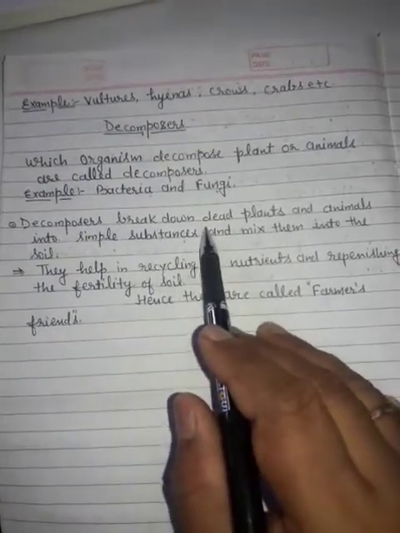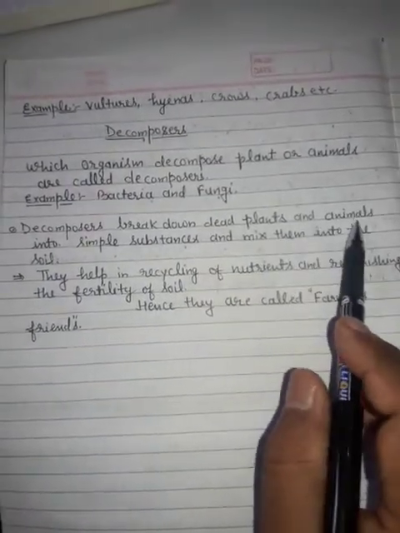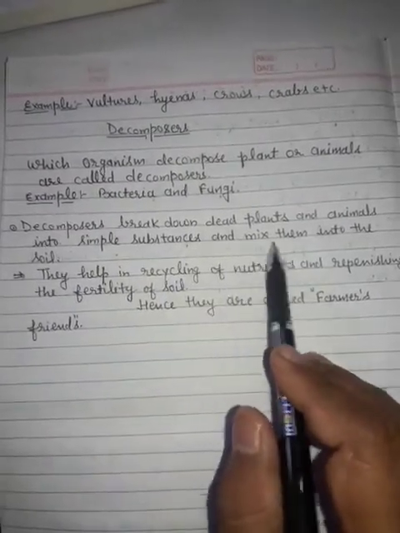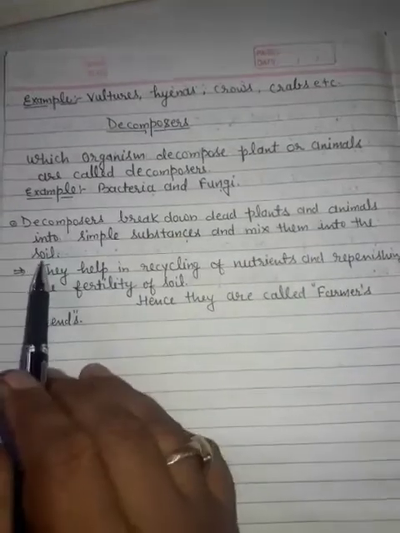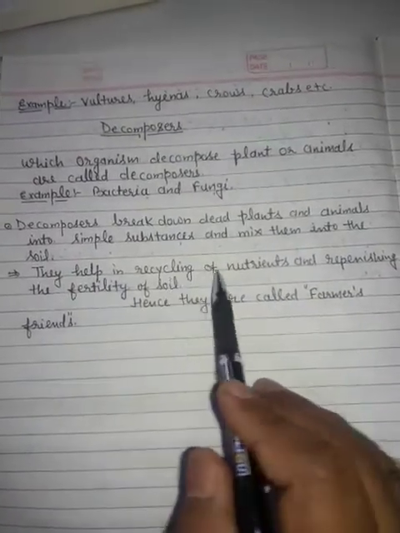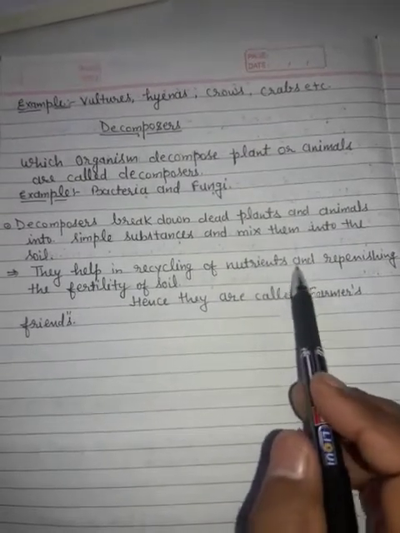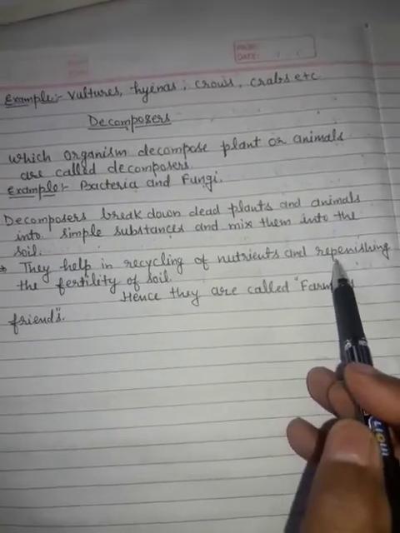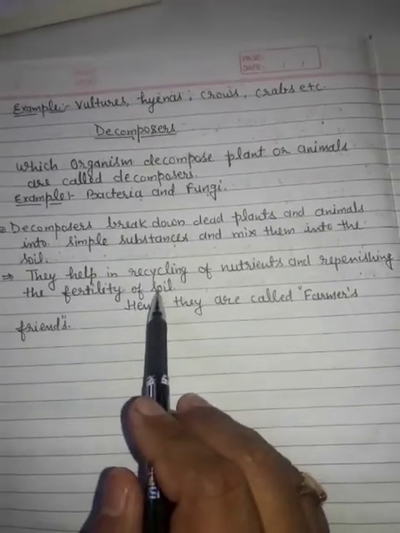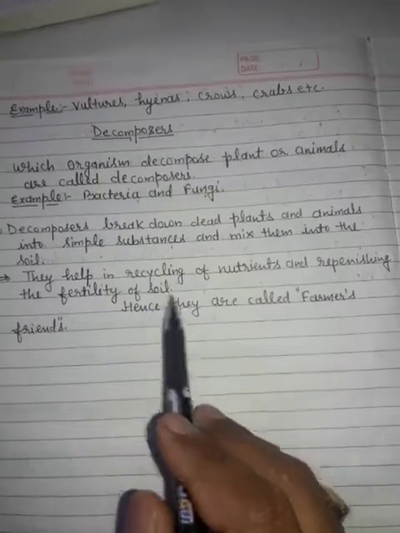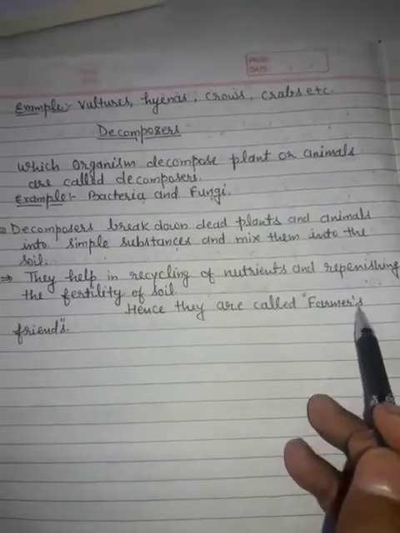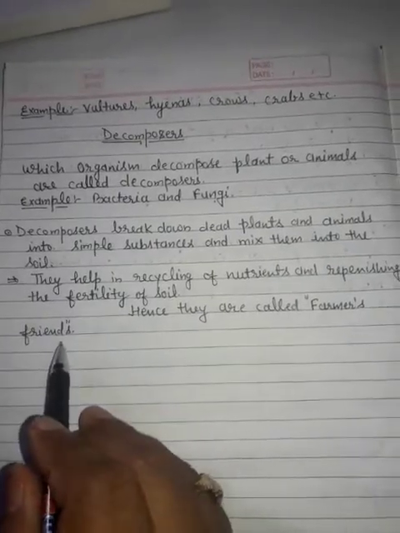Decomposers break down dead plants and animals into simple substances and mix them into the soil. They help in recycling of nutrients and replenishing the fertility of soil. Hence, they are called farmers' friends.